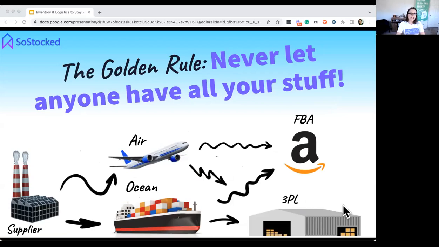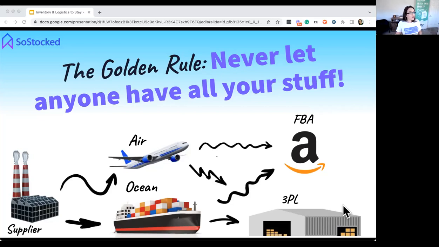If you have a container, you're ordering a full container, consider ordering an extra 1 to 2 months on top of your full container. Keep it at your supplier's warehouse, and oftentimes they will provide storage for free for a couple of months. And then you put everything on a boat except for that excess inventory.